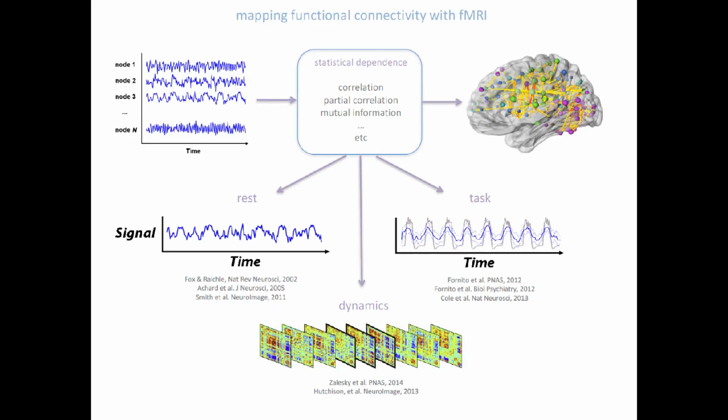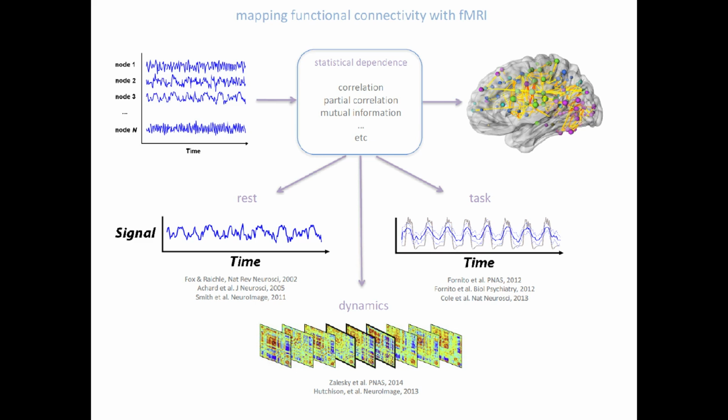We then want to go and build our network, so we've got our node time series. Then we compute some measure of statistical dependence, so it could be correlation, partial correlation, mutual information, and so on. And we build our network. Now the critical thing with fMRI is there's broadly 3 different ways we can measure connectivity.